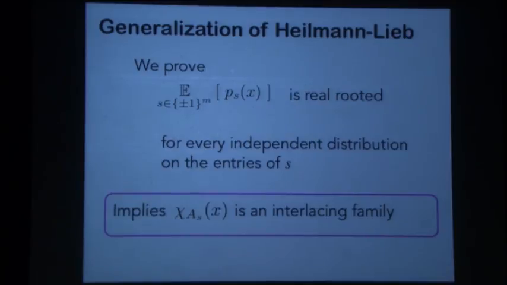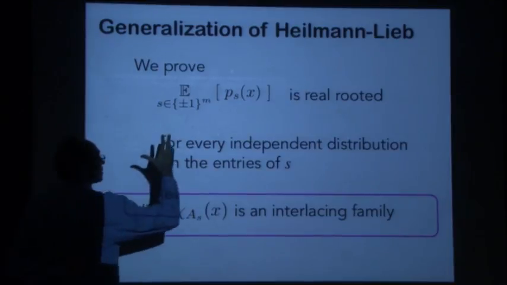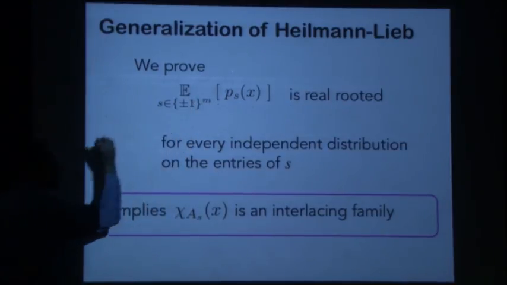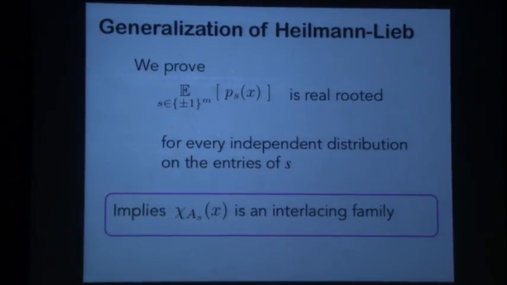Okay, so this is our first generalization of Heilmann and Lieb's theorem: whenever you have an expected characteristic polynomial with these signs, where each sign is chosen independently, but with whatever distribution you want, you do get a real-rooted polynomial, and that implies our family is an interlacing family.